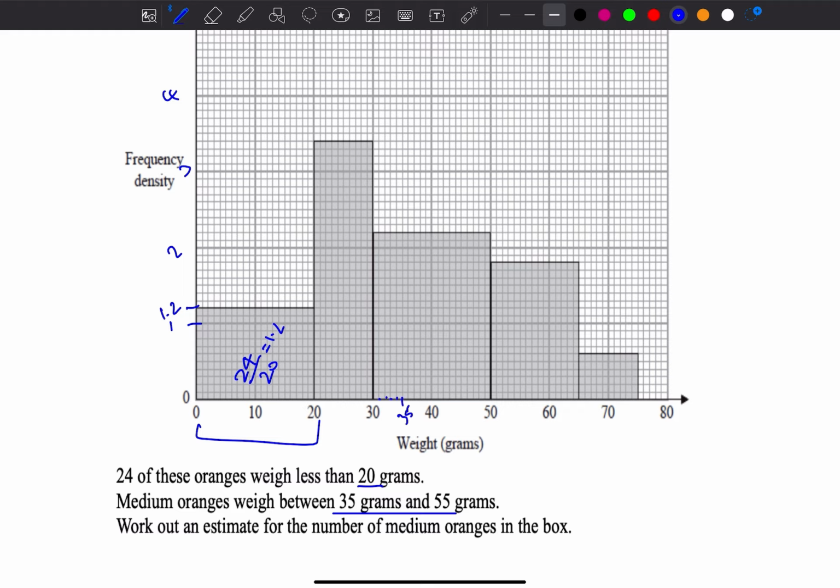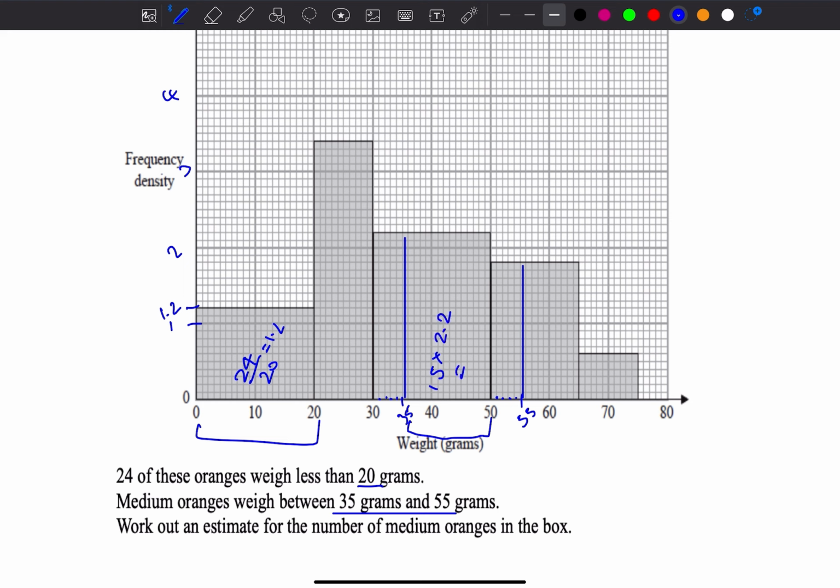35 is here. 51, 2, 3, 4, 5. 55 is here. So you realistically want the area. It's a bit there, and there. 35 to 50, that is 15 times by 2.2.